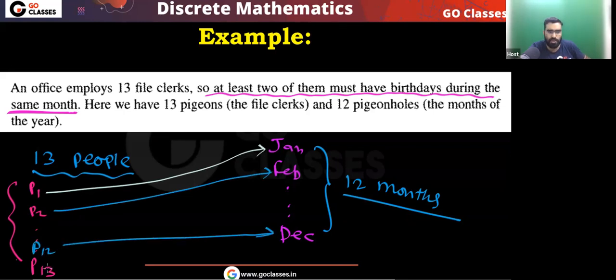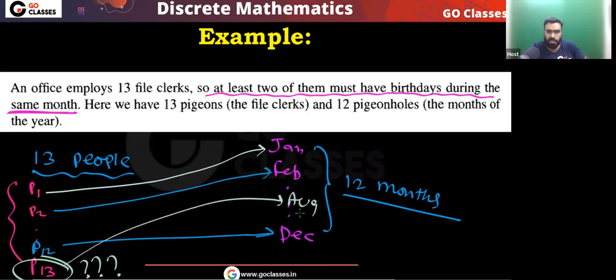Now, very obvious question, where will this P13 go? Can you notice that wherever this P13 goes, 2 people will share a birthday? At least 2 people will have to share a birthday month. I hope this point is clear. So, very simple point. If you have a total of 13 people, then at least 2 people will have to share a birthday month.